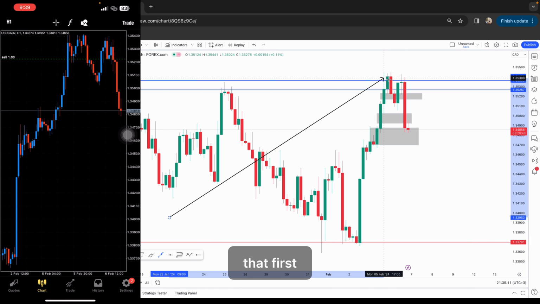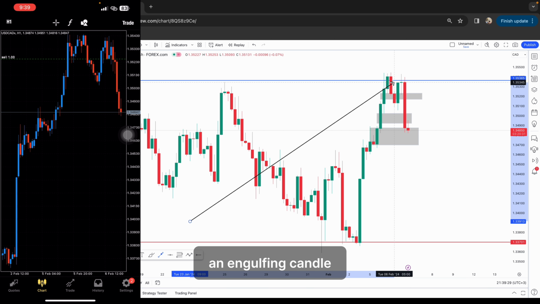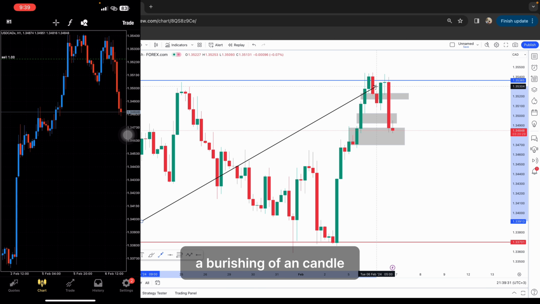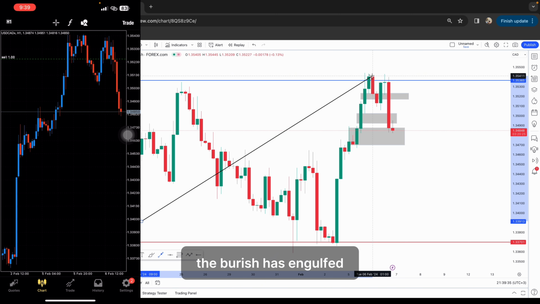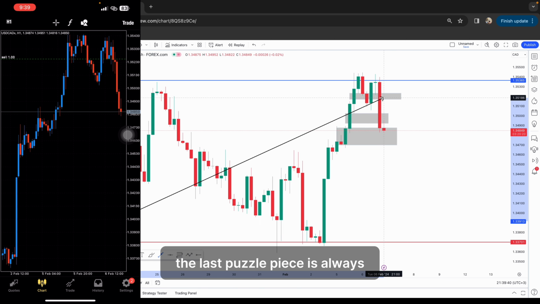Now when I remove this line, traders, I want you to notice this candle right here. Price closed back inside, and not just that, it gave us a forex candlestick pattern. This is an engulfing candle, a bearish engulfing candle. We have a big red candle and a small green candle, meaning price has engulfed. The bearish has engulfed the bullish, meaning we're going to have price shoot down. The last puzzle piece is always the retest, traders.